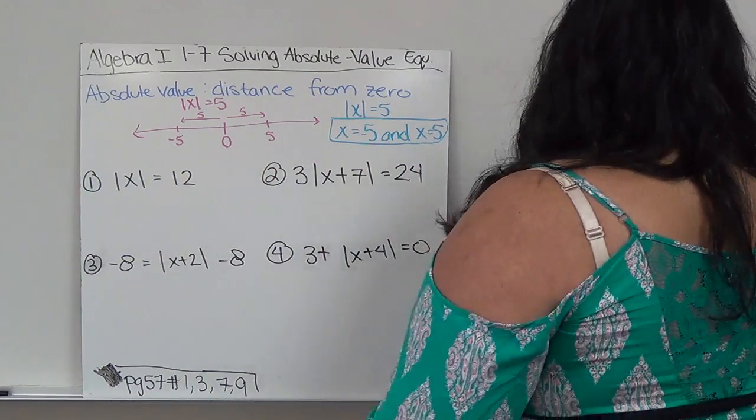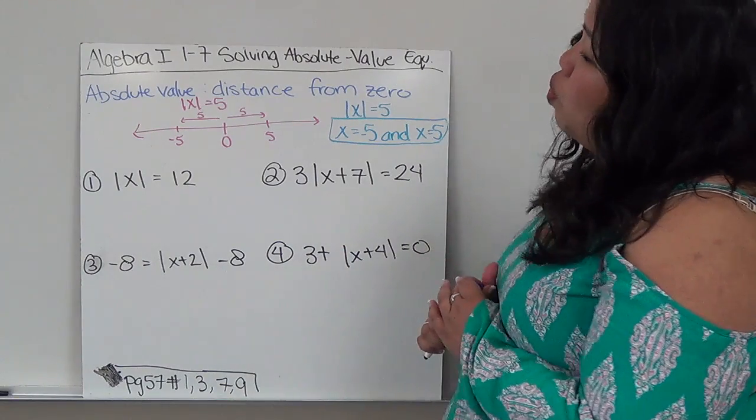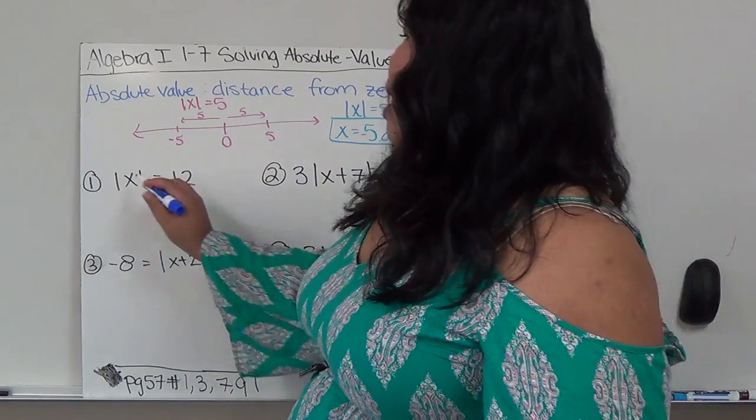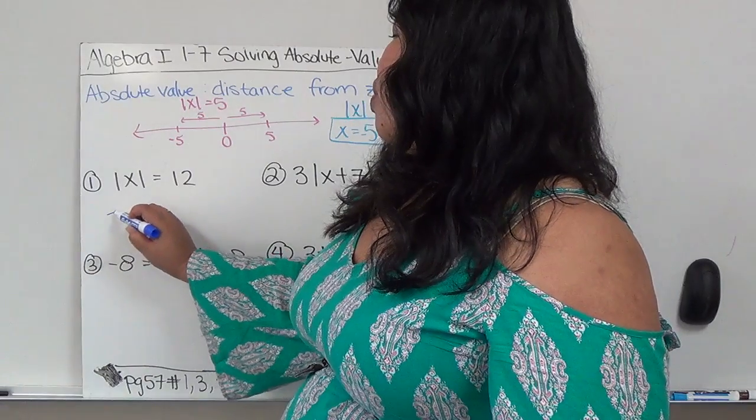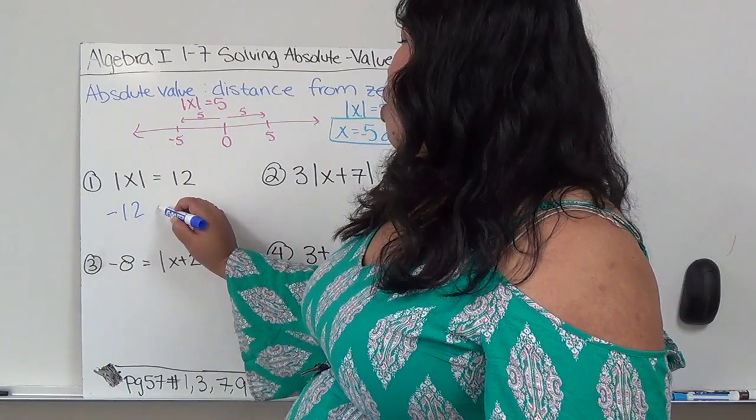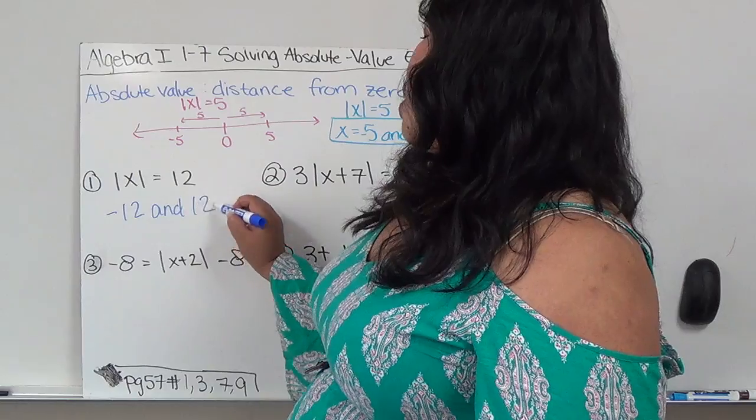So if I'm looking at number 1 and I'm looking for the absolute value of 12, okay, that means I'm looking for either negative 12 or positive 12. Two answers.